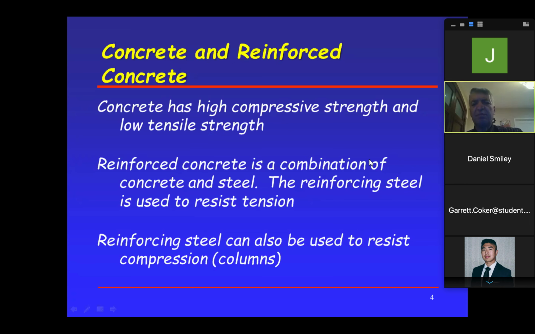Reinforced concrete is a combination of concrete and steel. See, I mentioned that at the beginning. That's why we call it reinforced concrete. The minute we add steel to it, it becomes reinforced. So it's a combination of concrete and steel. Okay?